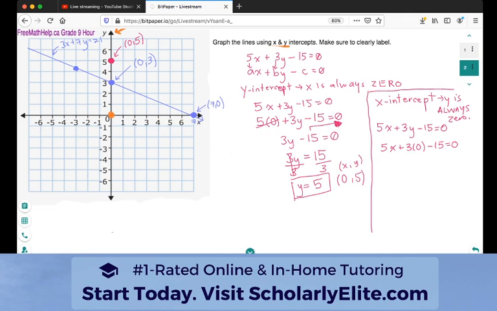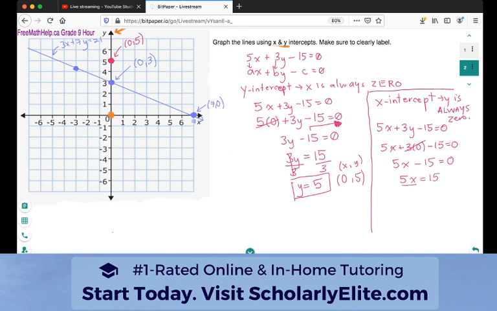All we have to do now is first use BEDMAS to do 3 times 0, which is going to cancel because it's the number 0. 3 times 0 is 0. And then we're left with 5x and negative 15 equals 0. Just like we did last time, we're going to move negative 15 over, and it's going to become positive 15.